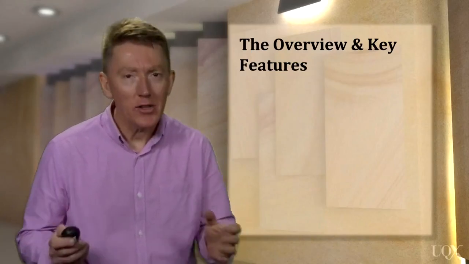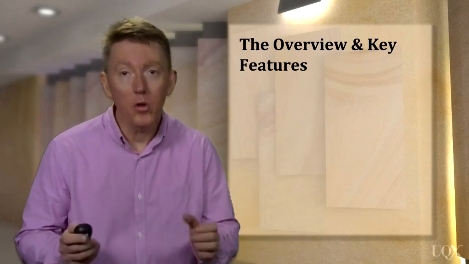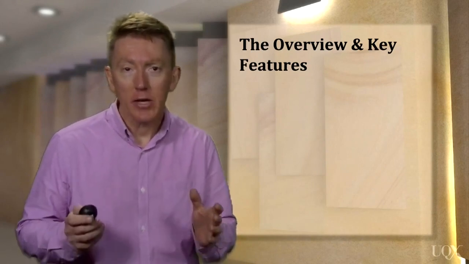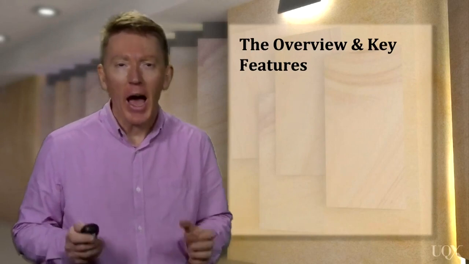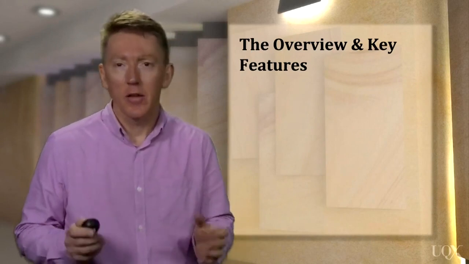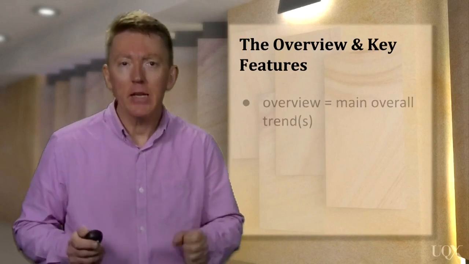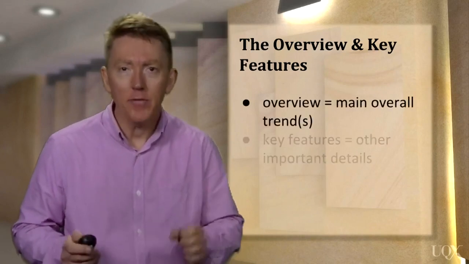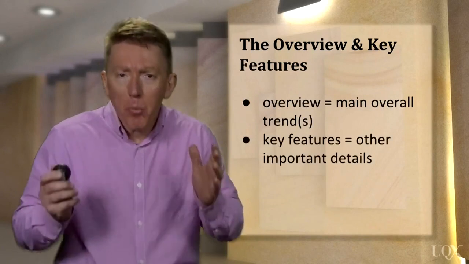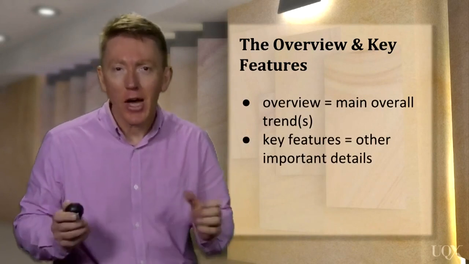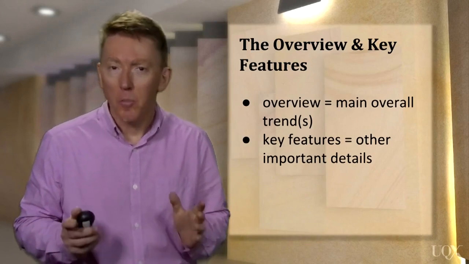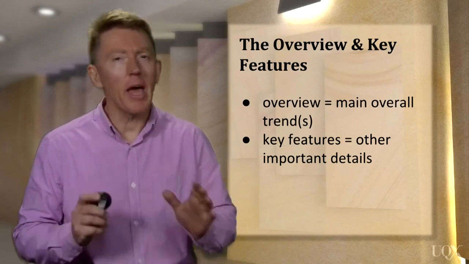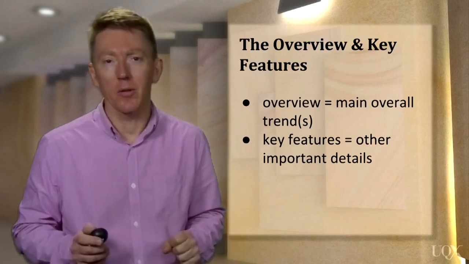Now, we need to analyse the table in more detail in order to identify the overview and the key features. How are these different? The overview is the main overall trend or trends, while the key features are the other important details contained within the visual. Remember, in Task 1, you do not need to describe every tiny detail.